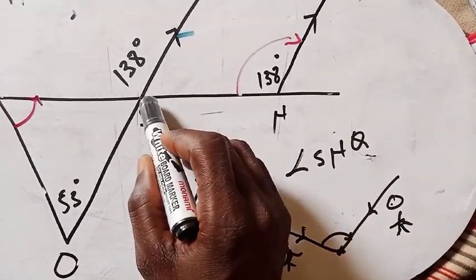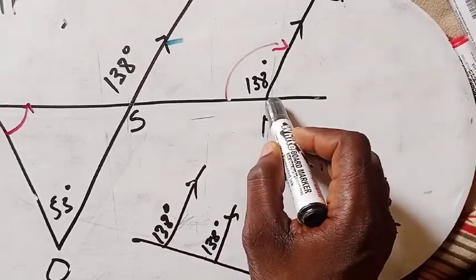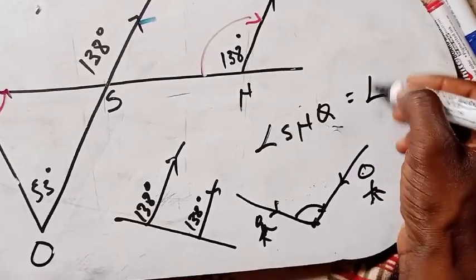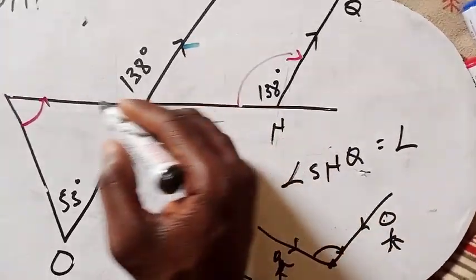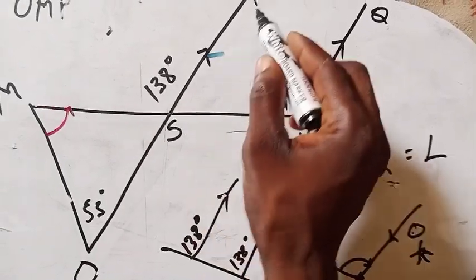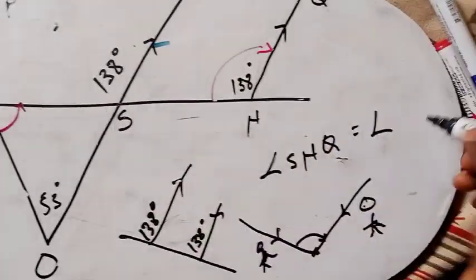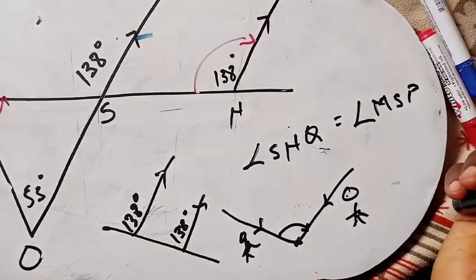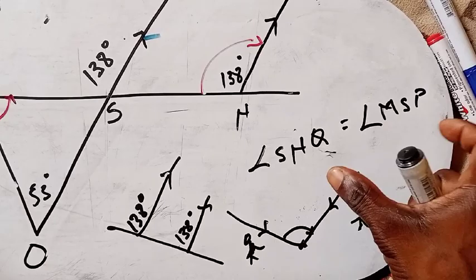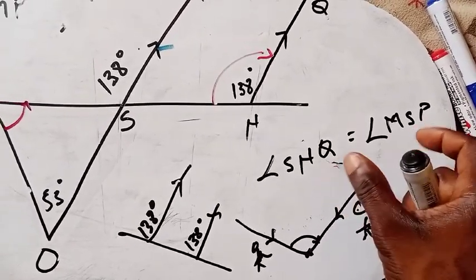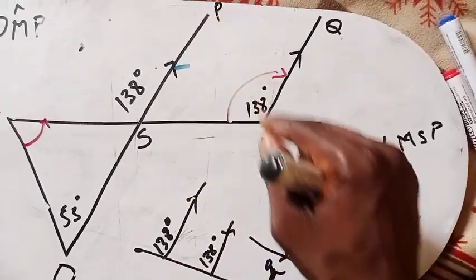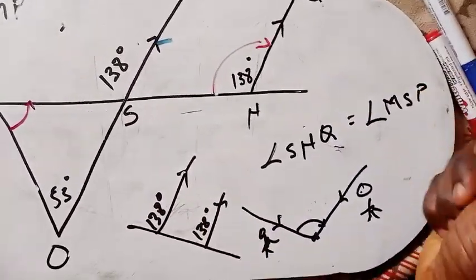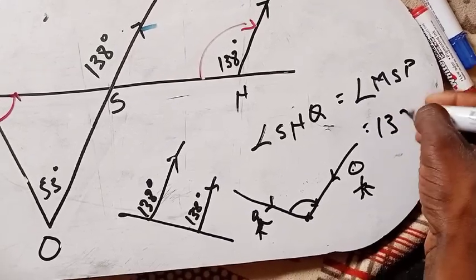So here we consider the angle from S, this line to N, up to Q. The angle here is going to be equal to angle, and these are the notations of our angle, so that's going to be angle MSP. Can you see that? The angle at the top here, M, S, and then P. This is how you should be writing your solution. So by the definition of corresponding angles, this one is equal to that, and we have the answer: this is equal to 138 degrees.